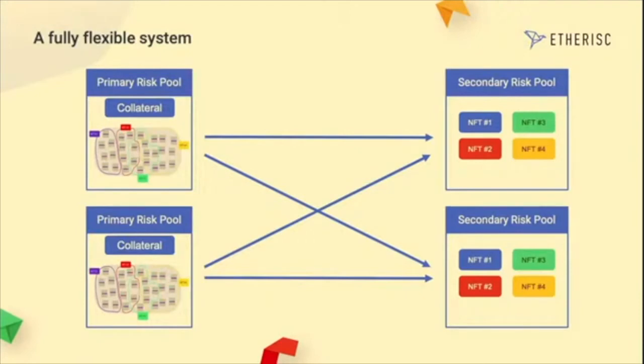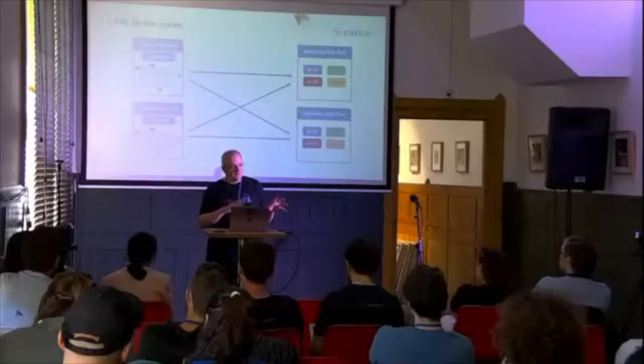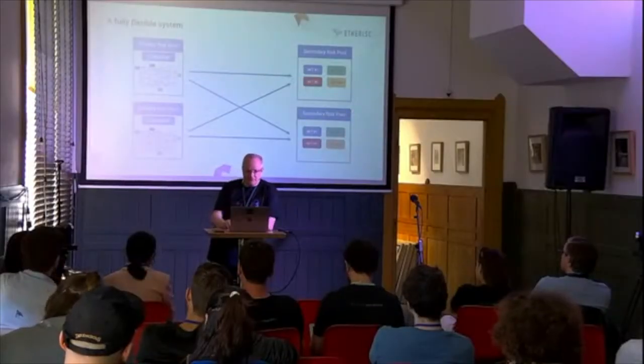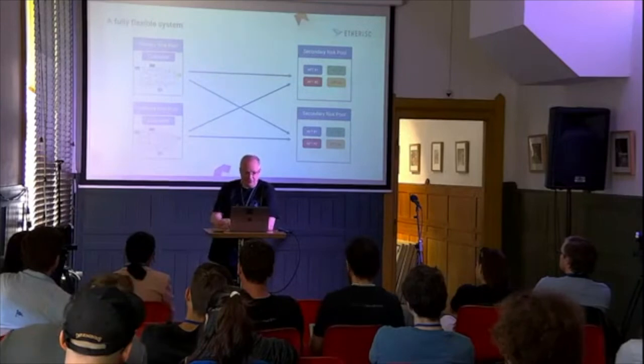You can cover two primary pools with one secondary pool. You can cover one primary pool with two secondary pools, whatever you like. So it's an open, generic framework as always, so you can build any structure you like. You could, for example, build something like the syndicate system that Hugo mentioned, where you have syndicates, experts who invest in specific risks. Everything can be done with this model.